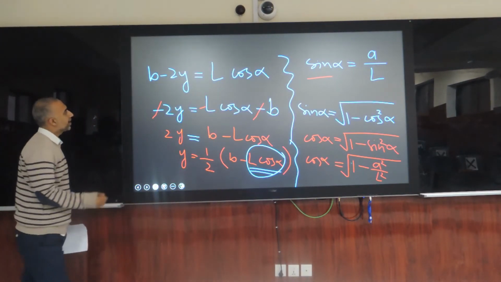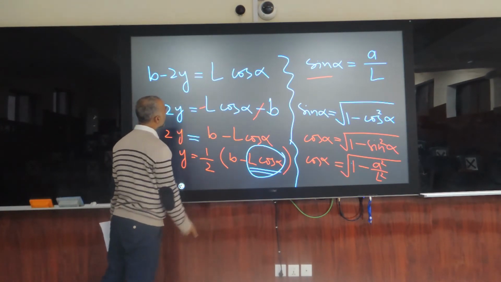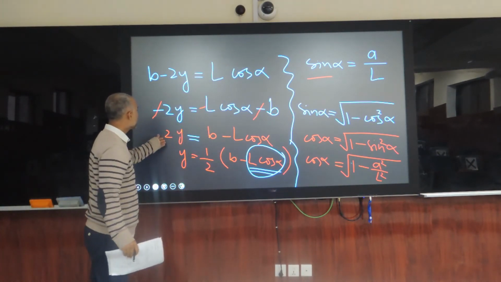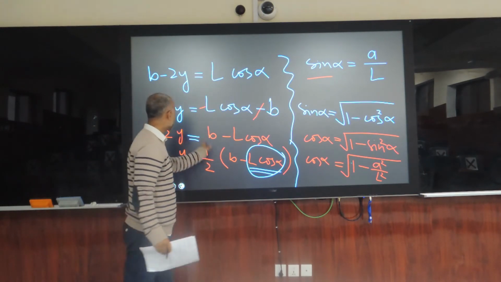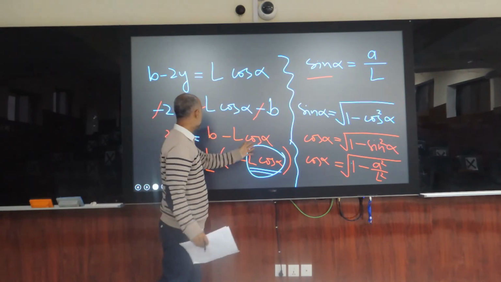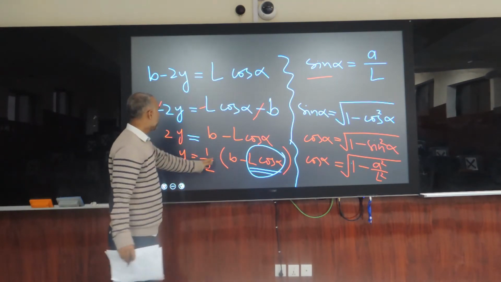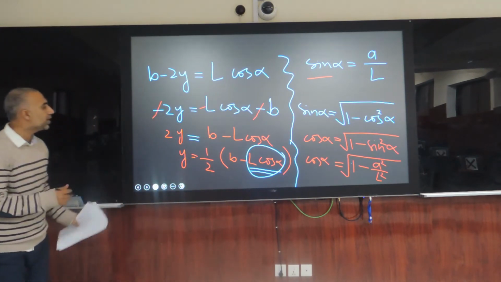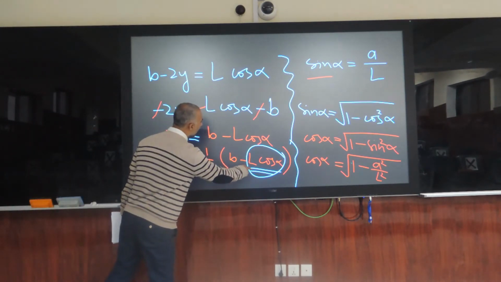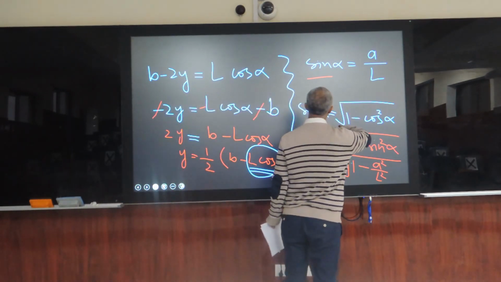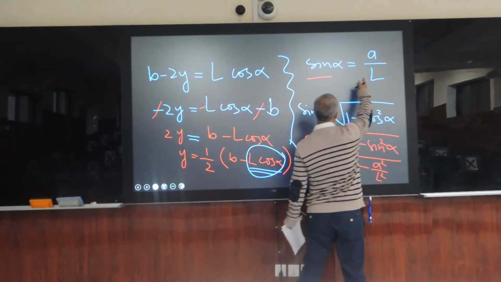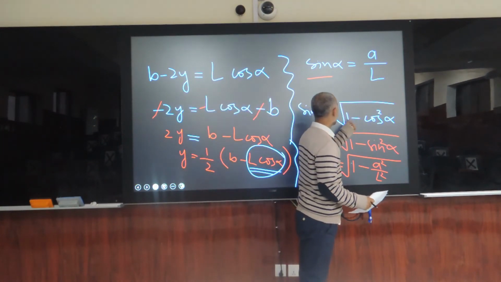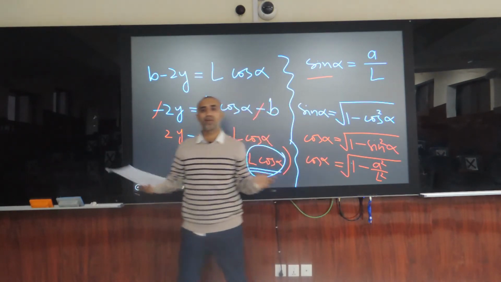Now by the simplification process, the negative sign will be cancelled out, and for eliminating the value of y, we will perform this operation by cross multiplication of 2, and by shifting the value of b to the other side. So we will have y equals 1 over 2 times b minus L cos alpha. Now we need to eliminate this L cos alpha. For this purpose we are using equation a, and equation a is sin alpha equal to a over L, and we know the trigonometric ratio that sin square alpha plus cos square alpha is equivalent to 1.